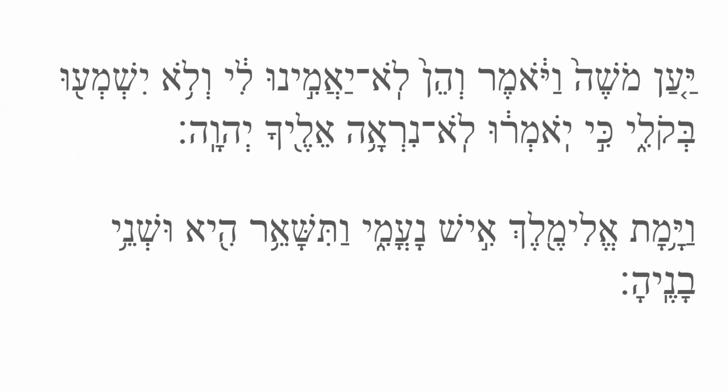Let's return to Exodus 4:1 and Ruth 1:3. Now that we know what the shvas are and what they do, we can begin to read the Hebrew. First with Exodus 4:1. Ya'an Moshe vayomer. Vehain lo ya'aminu li velo yishma'u bikoli. Ki yomaru lo nira elecha Adonai. And Ruth 1:3. Vayamat Elimelech ish Naomi, vatishaer hi ushene baneha.